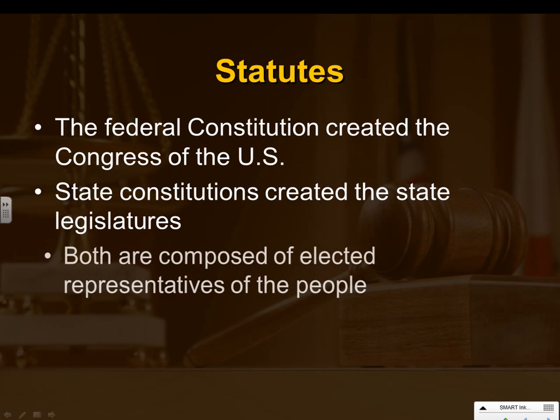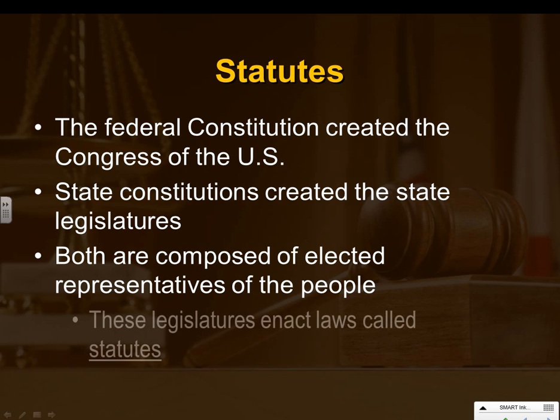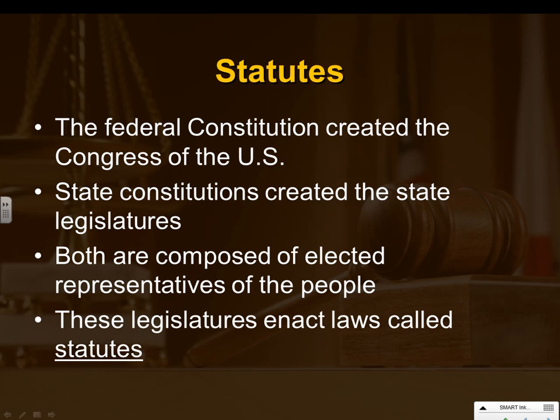Acting for their citizens, these legislatures enact laws called statutes. All states delegate some legislative authority to local governments. Thus, towns, cities, and counties can legislate on matters over which the state has given them authority. Such legislation is created by a town or city council or by a county board or commission. Legislation at the local level usually is called an ordinance.